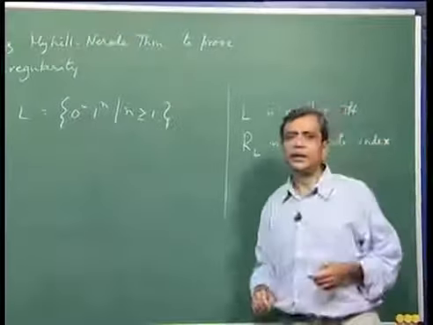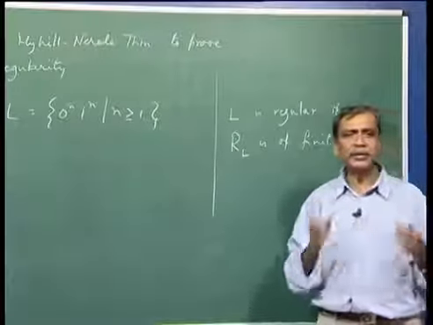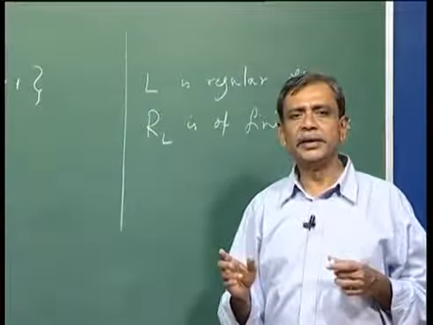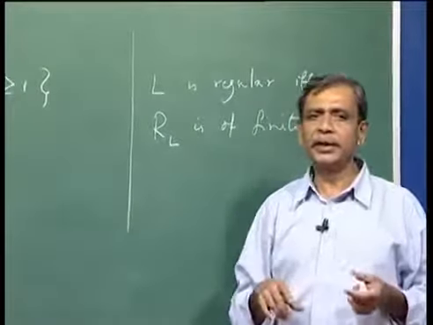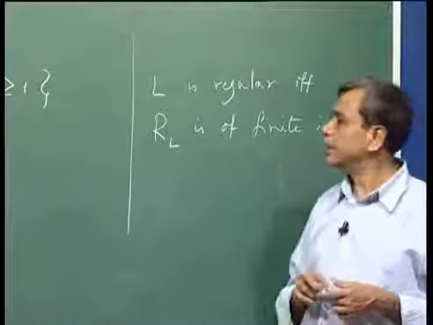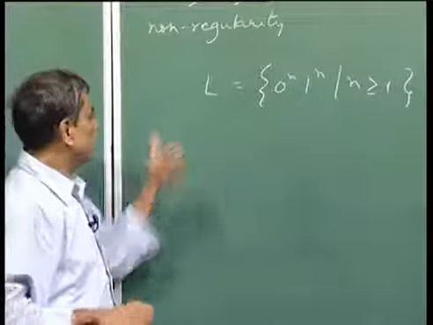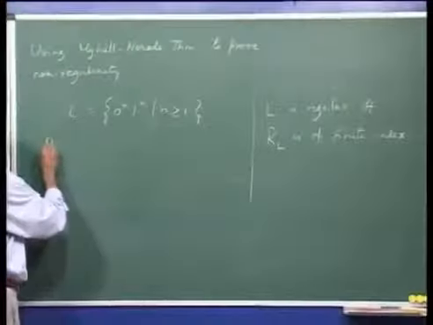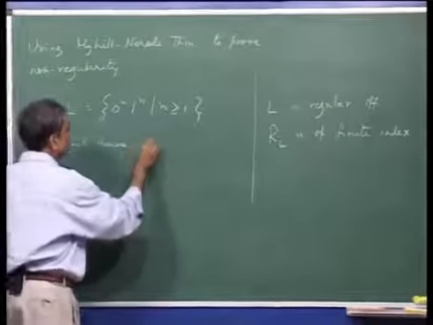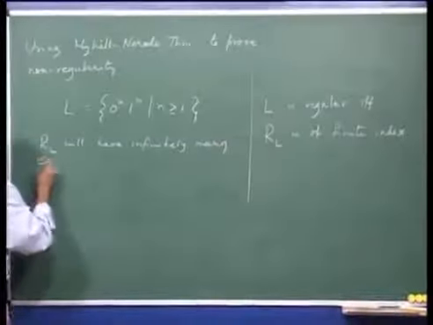In other words, consider the equivalence relation RL for language L. If the number of equivalence classes is infinite, then the language is not regular, and if the number of equivalence classes is finite, then the language is regular. In this case, it is fairly easy to show that RL for this language will have infinitely many equivalence classes.